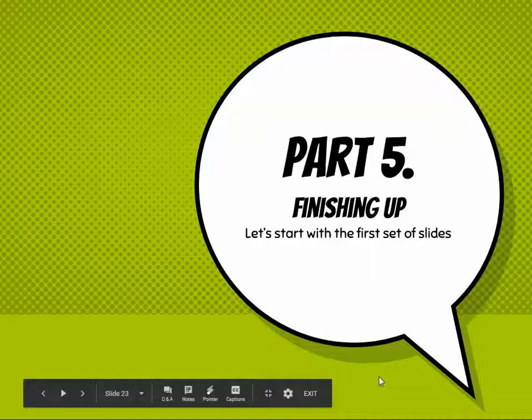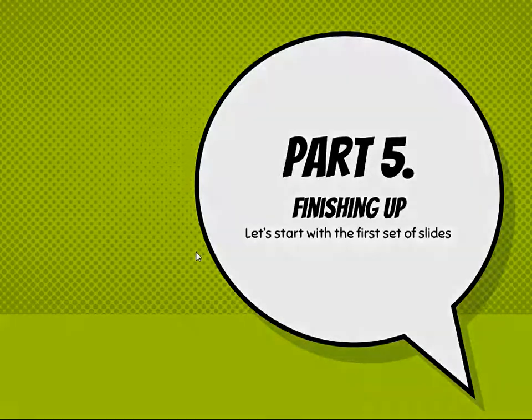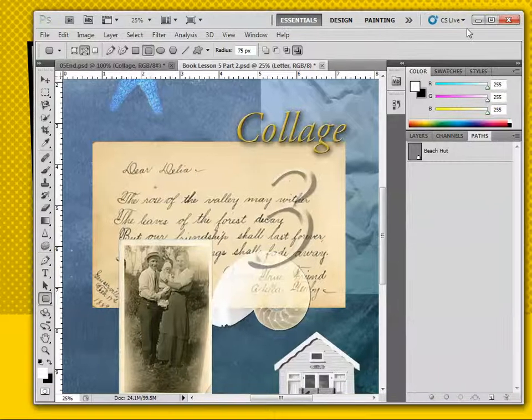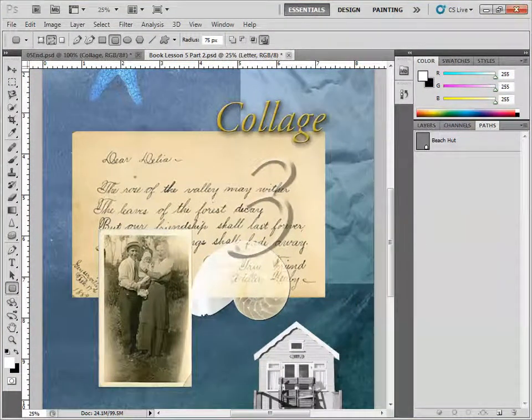Ladies and gentlemen and graphic designers, we're going to do part 5 of lesson 5. We're going to finish up our Photoshop document. The first thing we're going to do is round the edges of a photo. When we're doing your collage later, you're probably going to want to do this with almost every photo.